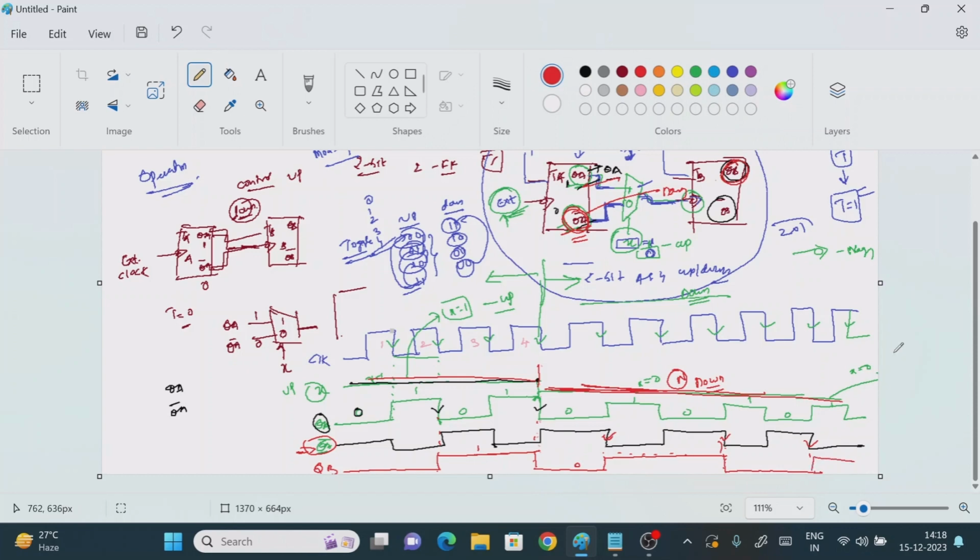The simple point to remember is that if it is 1, before starting the negative edge we need to consider the 0. After starting the negative edge, if the previous value is 0, the next value will be 1. Now we will see the operation.